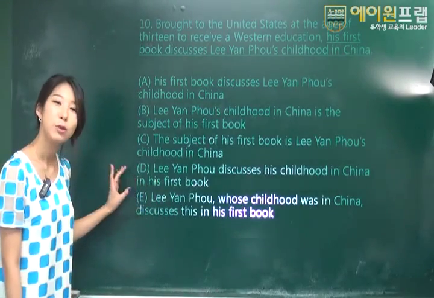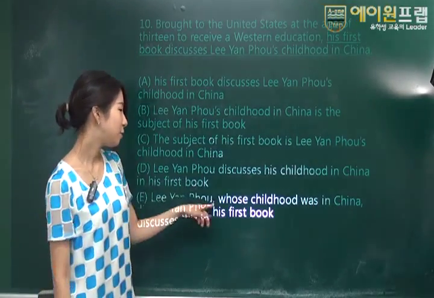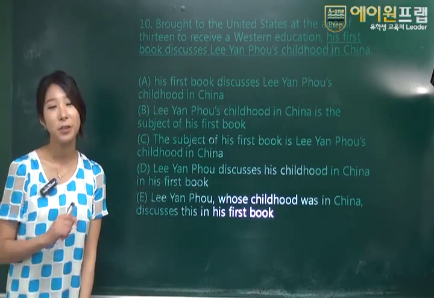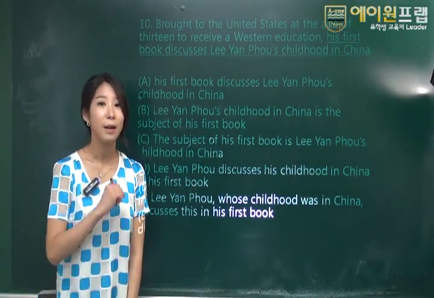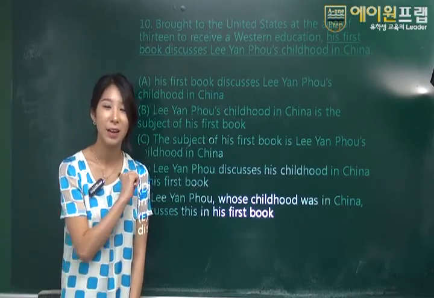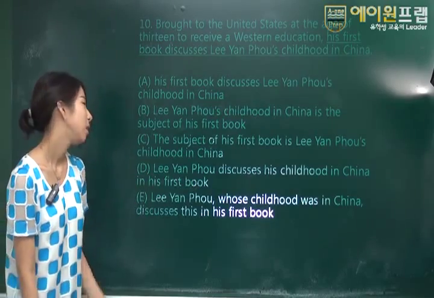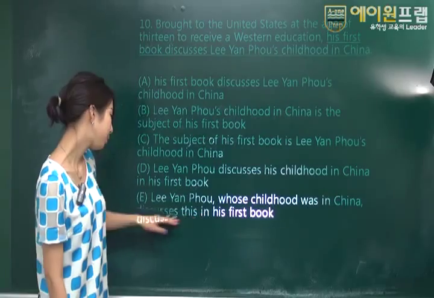So same meaning, but which one is better? D is better. Because you don't have to say whose childhood was in China. You can say, I spent my childhood in Korea. You don't say, I, whose childhood was in Korea, you know? You don't say that. That's not a common expression. It's just made to be wordy.